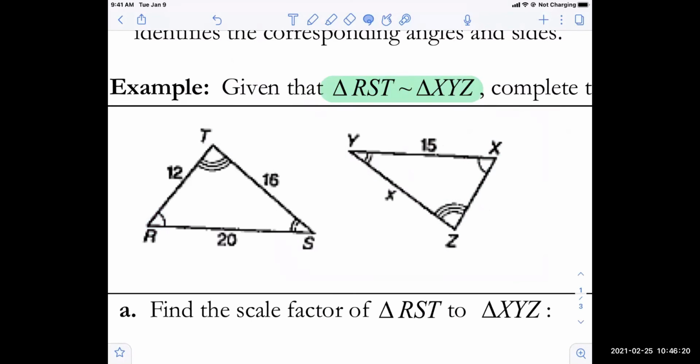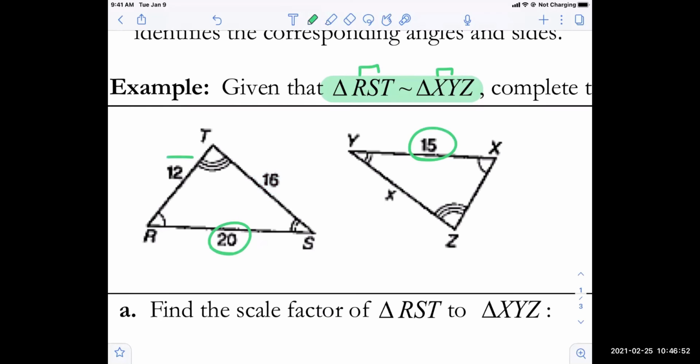So segment RS is going to match with segment XY. Okay, so RS is matching with XY. That's here. You don't want to put marks on it like that because that means they're congruent, right? We're not saying they're congruent, we're just saying they correspond. If you want to use colors and match them up, you can do it. It's just that when you're on a quiz or a test where you're not using a highlighter tool, it's going to make it a little more difficult.